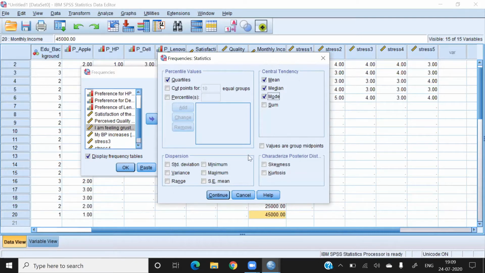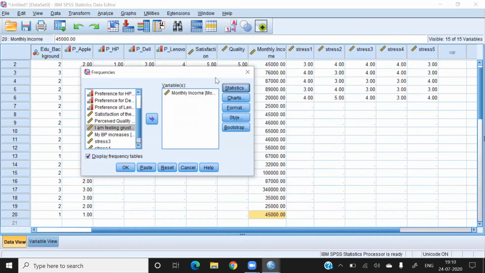This section represents the dispersion. So I click on maximum, minimum, standard deviation, variance, range, right? Then this section represents the distribution. So I click on skewness and kurtosis. So in the same window, I selected some of the measures of central tendency, some of the measures of dispersion, and some of the measures of distribution. Let's continue. And now we can click OK to run the analysis.